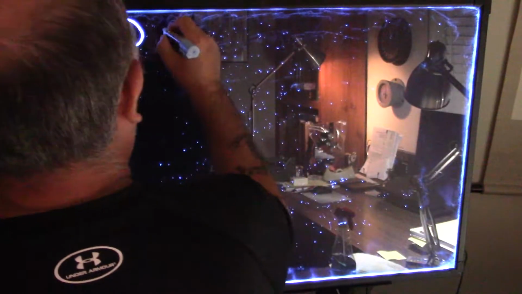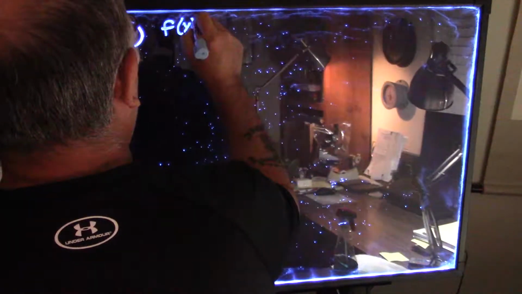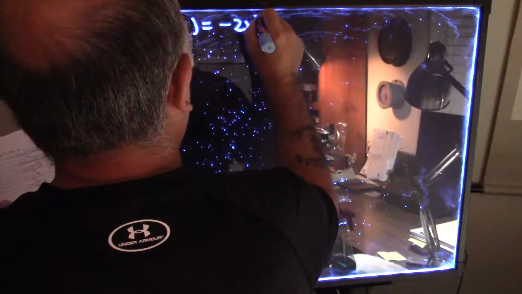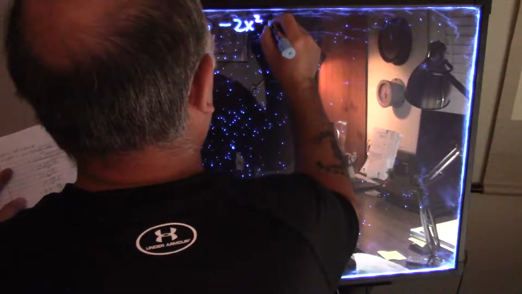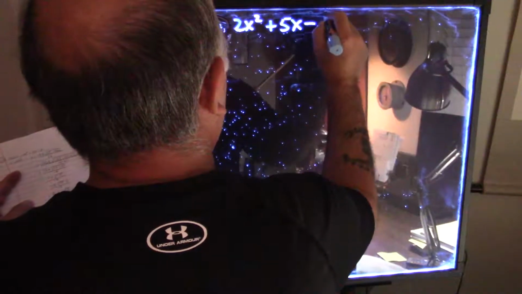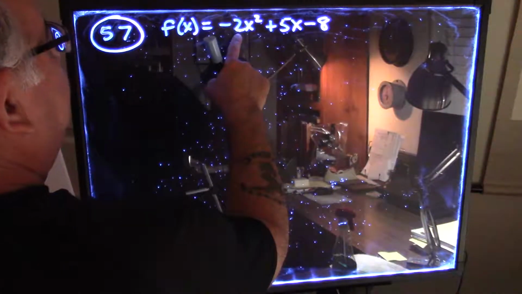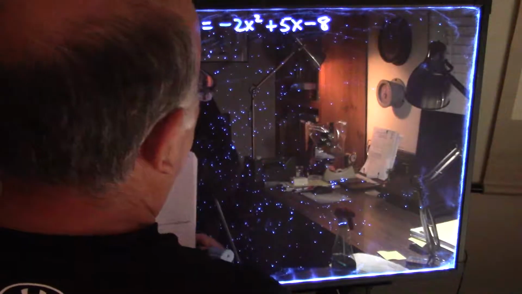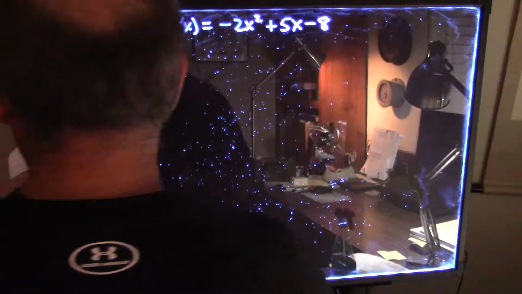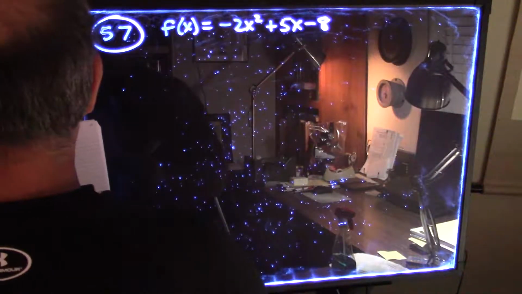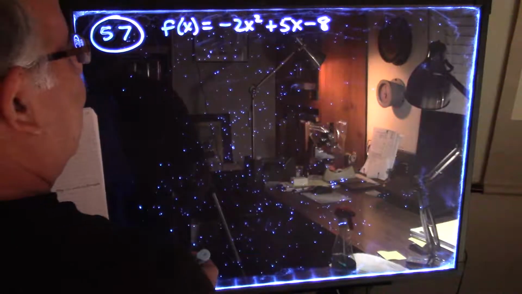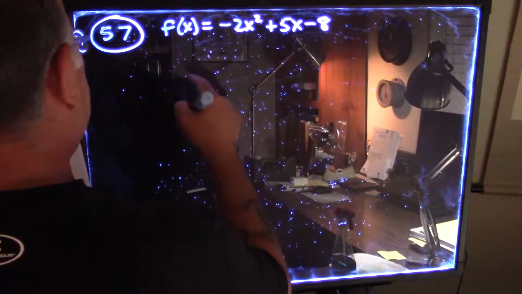Number 57, we have f of x is equal to negative 2x squared plus 5x minus 8. You'll note that the leading coefficient is negative 2. Since it's negative, the parabola will open downward. Why do I mention that? Because when you graph it, if you get a graph that opens upward, you entered it incorrectly, okay?